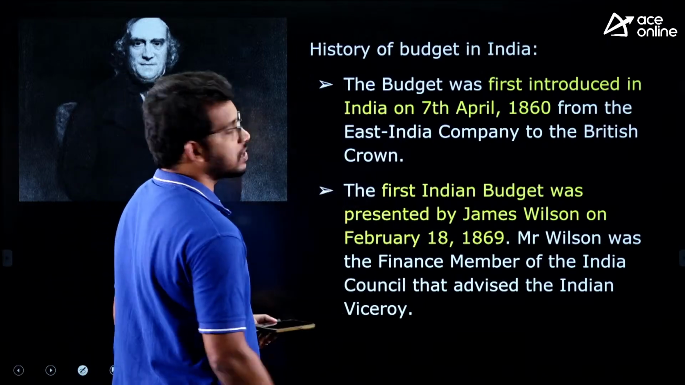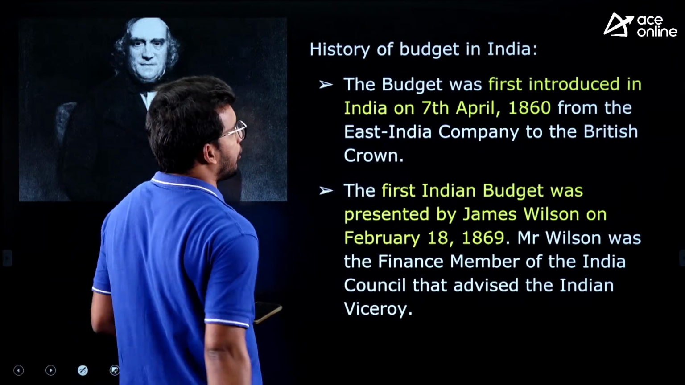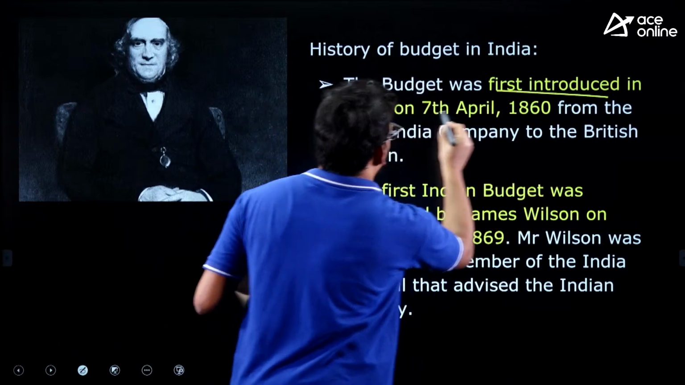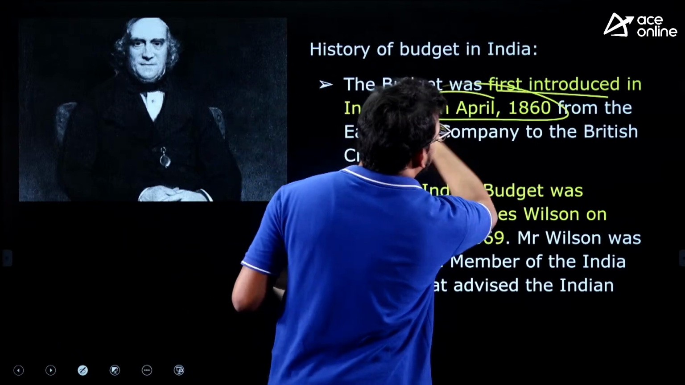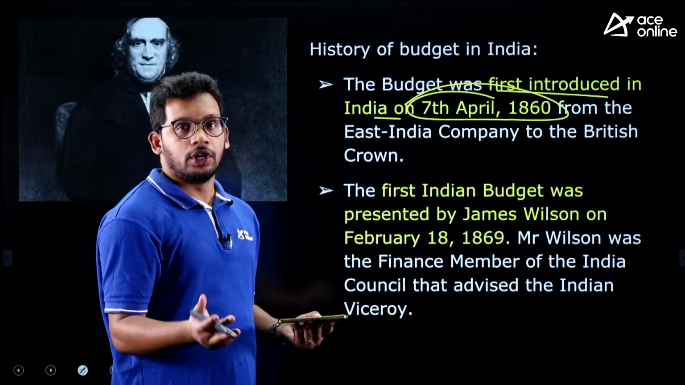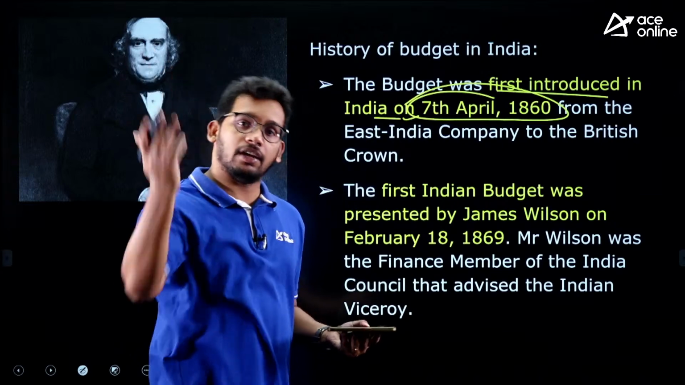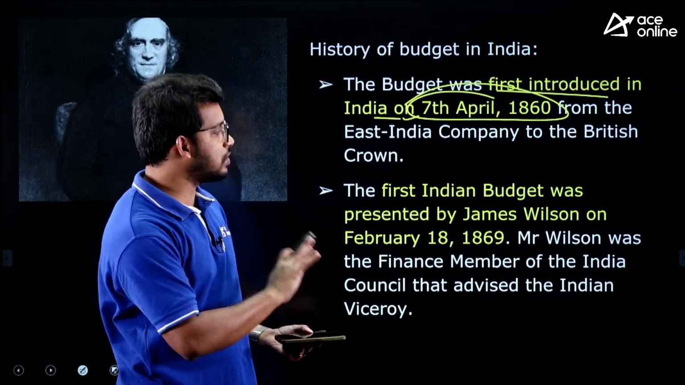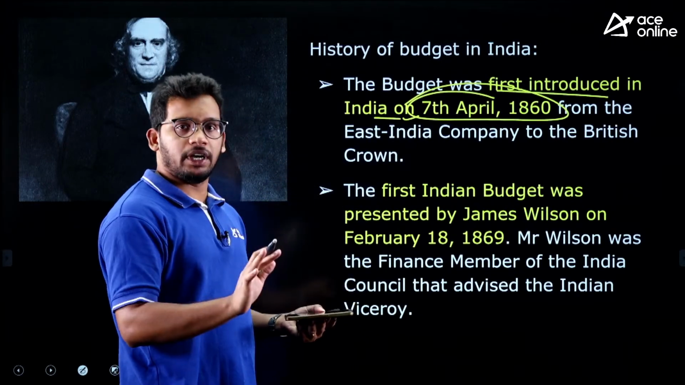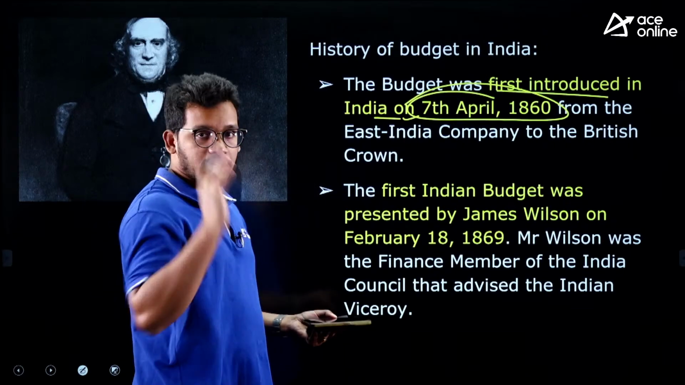So in the Britishers' time itself, the budget concept was derived. First introduced in India on 7th April 1860 by the British Crown. So India was under the British Crown. That's why the budget was introduced by the UK. They did not introduce it in India. But for India, what the expenditure should be, what the income should be, they decided in the UK itself.